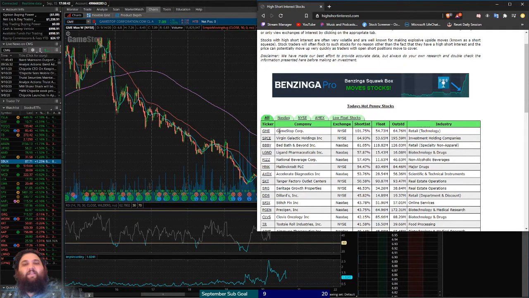So GameStop is the number one high short interest company in all of the market, right? So this stock has a 101.75% short interest. So that means that there are so many shares shorted that some of the shares are shorted twice. That's really what that means. Like 1.75% of the shares have been shorted twice because there's that many people short on this stock.